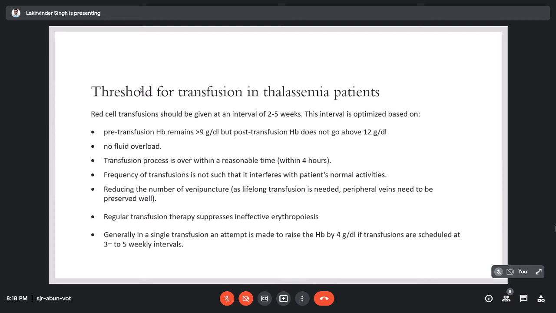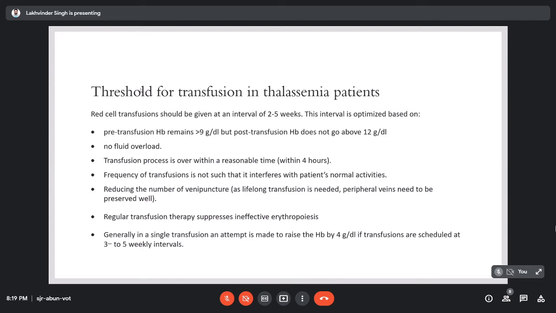In our center, we are giving a 4 weeks interval, reducing the number of venipunctures. Regular transfusion suppresses ineffective erythropoiesis and decreases the chances of iron toxicity. Generally, we think that the more blood we transfuse, the more iron we are transfusing, so it will cause iron toxicity. That's wrong. One blood unit contains only 200 milligrams of iron. It's not a very high amount of iron. The toxicity is because of the hepcidin mediated mechanism.